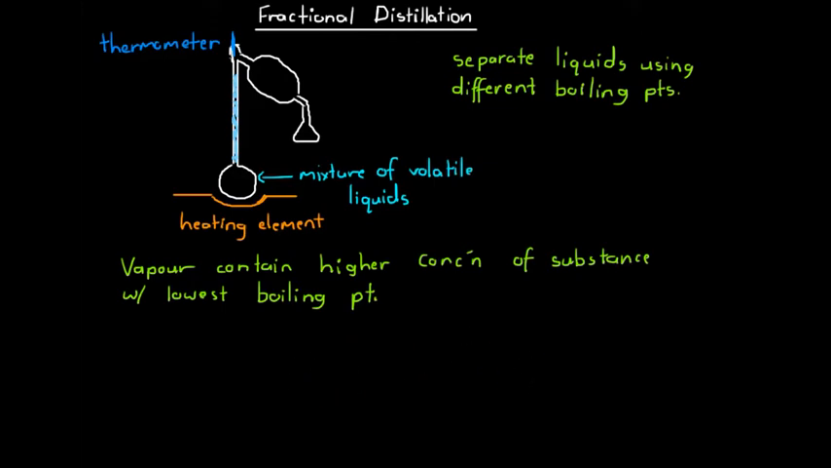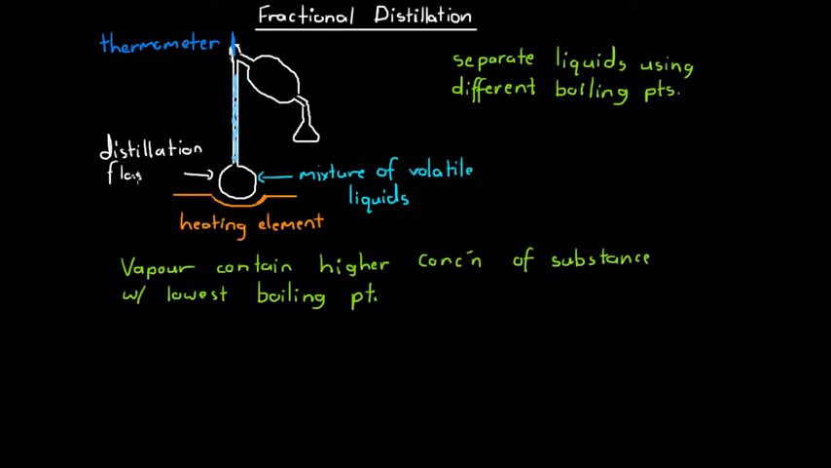So here we have a fractional distillation column. Down here we have the bottom, this is our distillation flask, which contains a mixture of volatile liquids. These may be the different alkanes that we discussed earlier. So this may contain methane, ethane, propane, butane, and so on. We place this over a heating element. So we heat this mixture of volatile liquids in order to create more and more vapor.